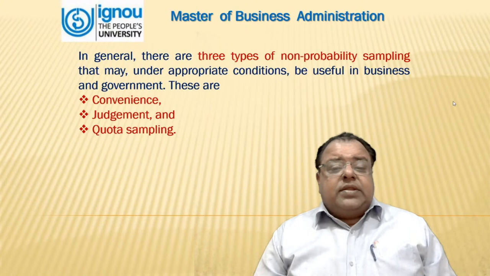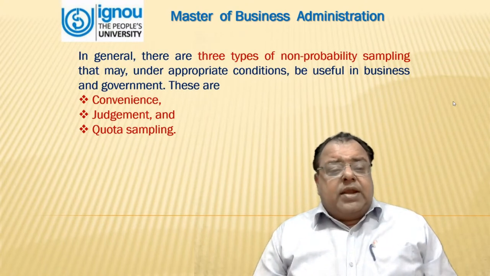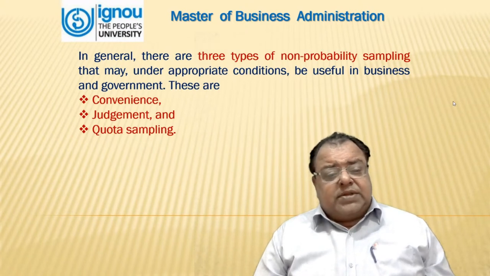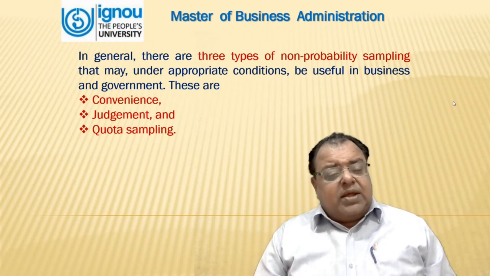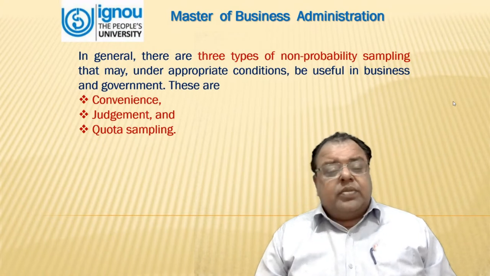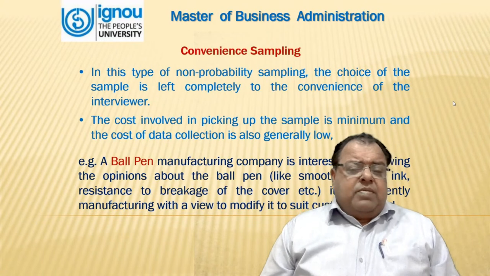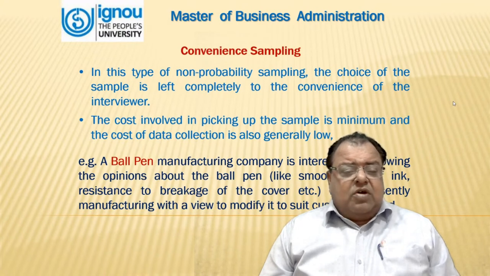In general, there are 3 types of non-probability sampling that may, under appropriate conditions, be useful in business and government. They are convenience sampling, judgment sampling, and quota sampling. Convenience sampling: in this type of non-probability sampling, the choice of the sample is left completely to the convenience of the interviewer.